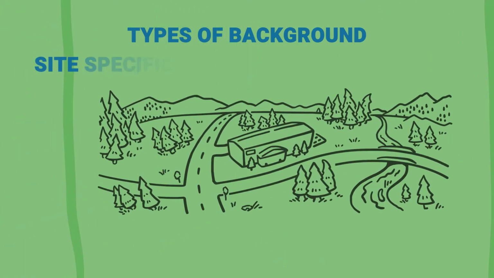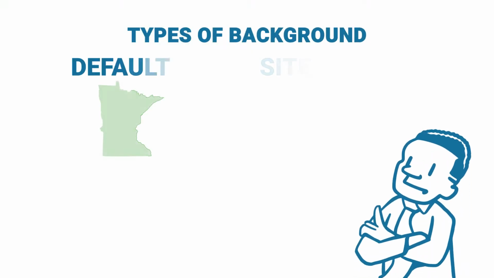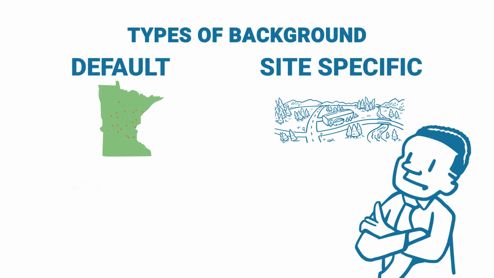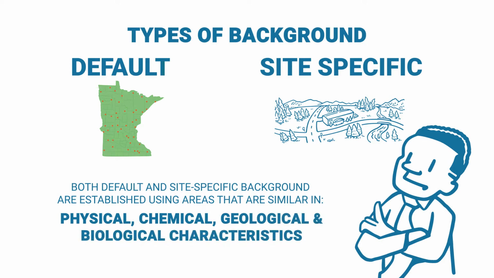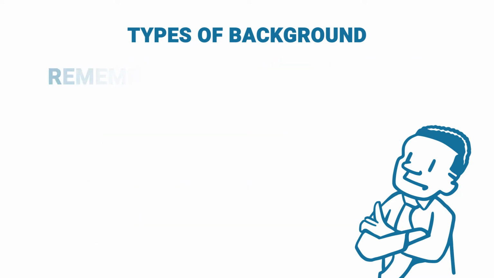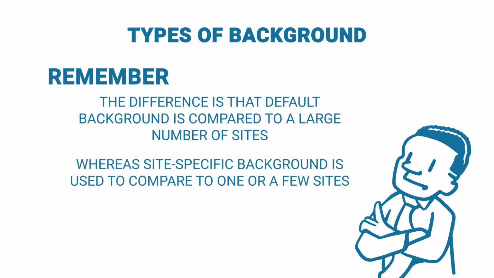Site-specific background is generally established by a responsible or voluntary party for one specific site or a few sites. This type of background is more specialized based on the characteristics of a specific site or a few sites in a smaller geographical area. Both default and site-specific background are established using areas that are similar in physical, chemical, geological, and biological characteristics to the site or sites being evaluated. Remember, the difference is that default background is compared to a large number of sites, whereas site-specific background is used to compare to one or a few sites.